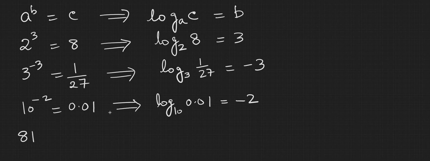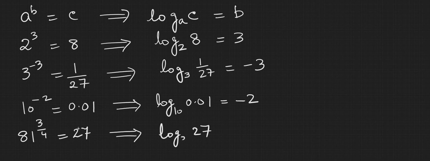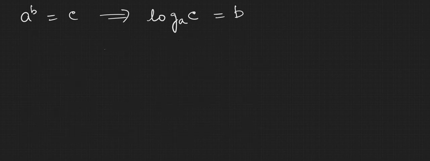So if 81 to the power 3 over 4 is equal to 27, this can be written as log 27 base 81 equals 3 over 4. So we have seen how we can change an exponential form, a to the power b equals c, into logarithmic form, which becomes log c base a equals b.